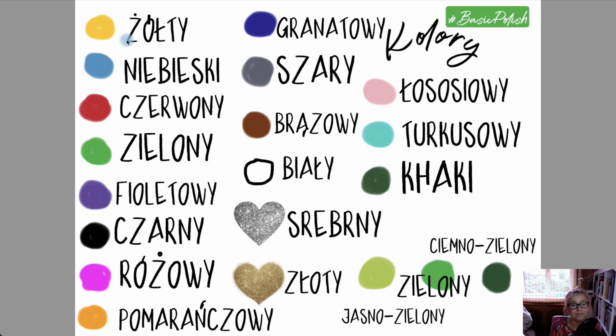for all colors. So, yellow, żółty. Or actually, let's do it differently. Let's straight away jump into feminine and neuter. It will be easier, sorry. So, żółty, żółta, feminine, żółte, neuter. So once again, żółty, żółta, żółte.